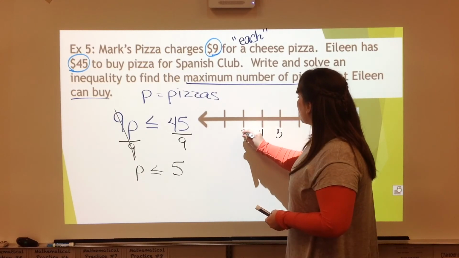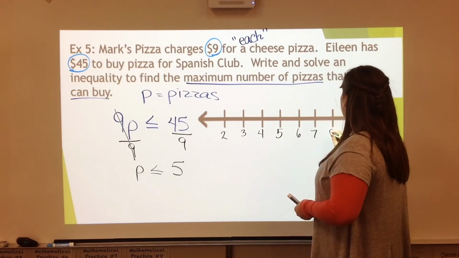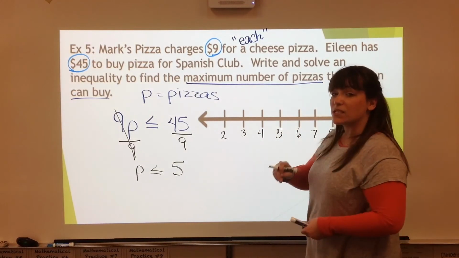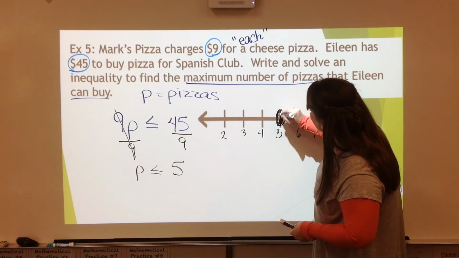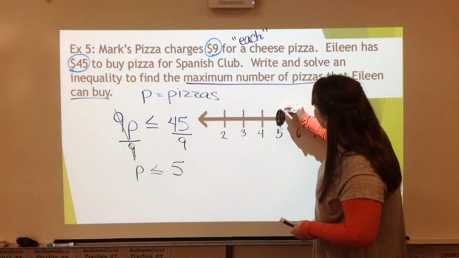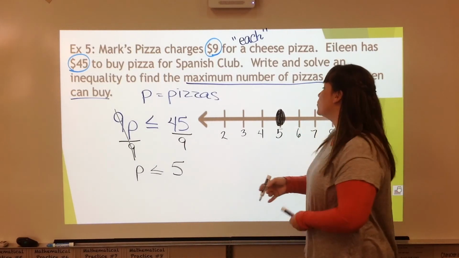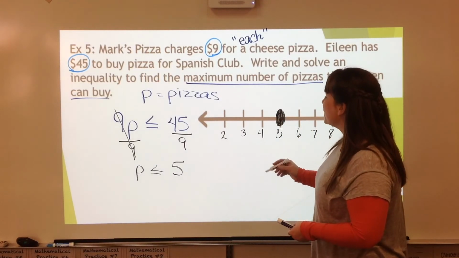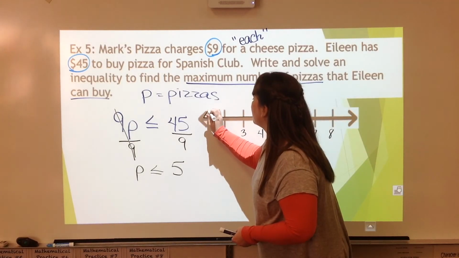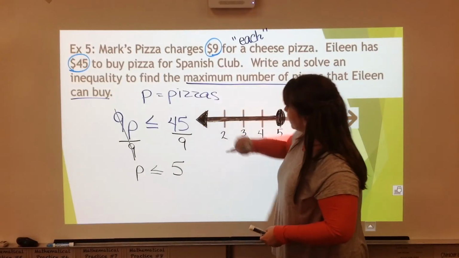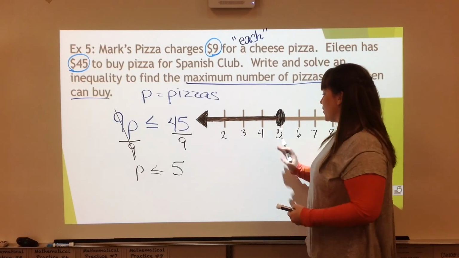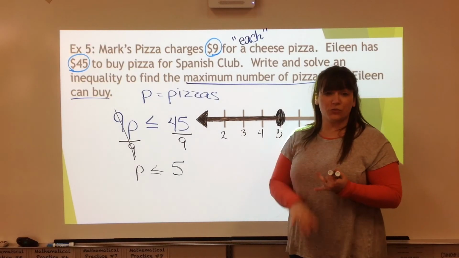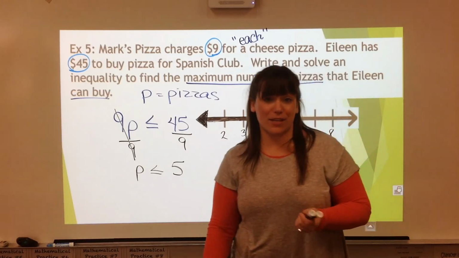So that's why I'm going to start with my 5 on my number line. Because this is less than or equal to, I need that closed circle because I can buy 5 pizzas. That's probably what Eileen should do so that you have enough for everyone. But then you have to shade to the left, showing that there are more options than just spending all of your money and getting 5 pizzas. So that's how you write, solve, and graph inequalities.